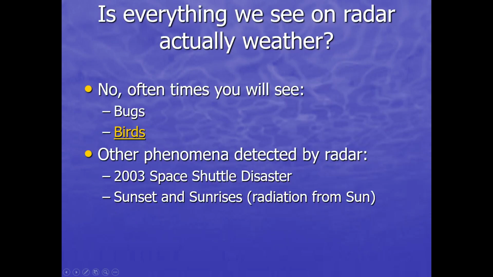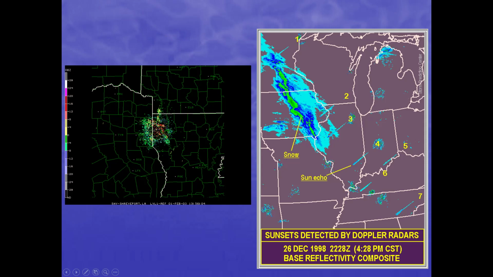Is everything you see on radar actually weather? The answer is no. Not only does the radar pick up precipitation, it also picks up birds, bugs, insects, large explosions, sunrises and sunsets when the radiation from the sun is looking directly into the beam. So here's some examples of non-meteorological scatterers.